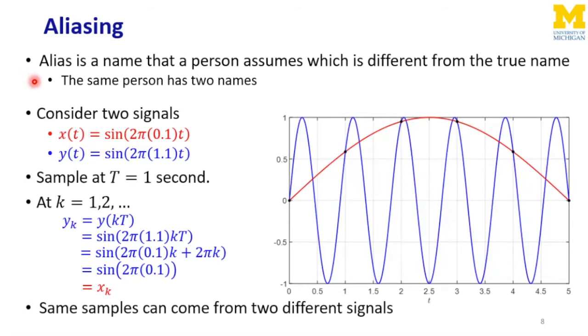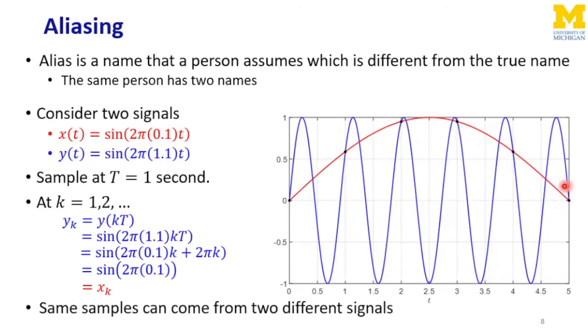Now let's suppose you had two signals. You had a signal X and you had a signal Y. Both of these signals are harmonics. And signal X has a frequency 0.1 hertz. Signal Y has a frequency 1.1 hertz. Let's suppose we sample these two signals at a time period of 1 second. And what you see is that both of these signals actually produce the same samples.